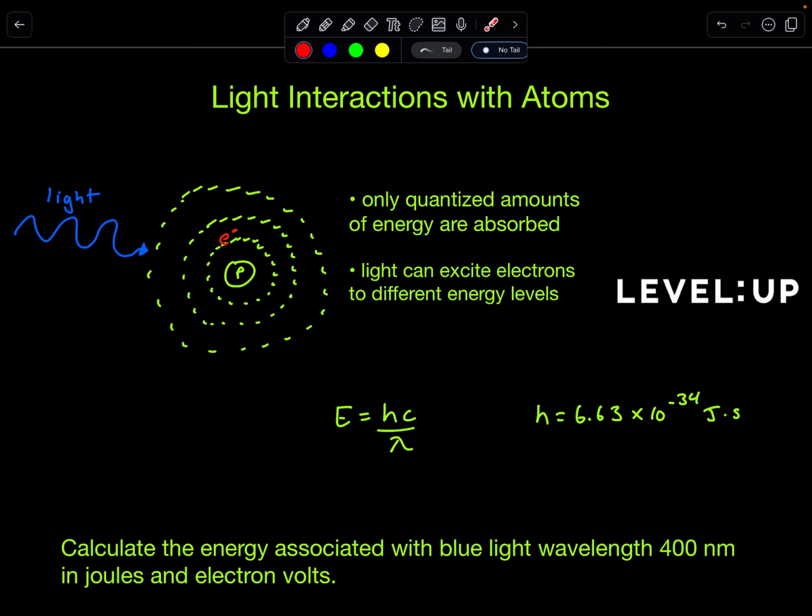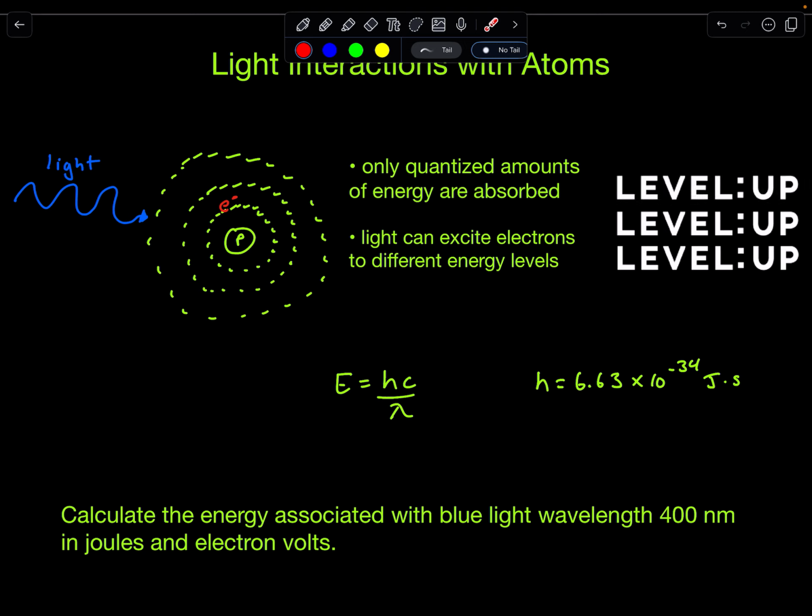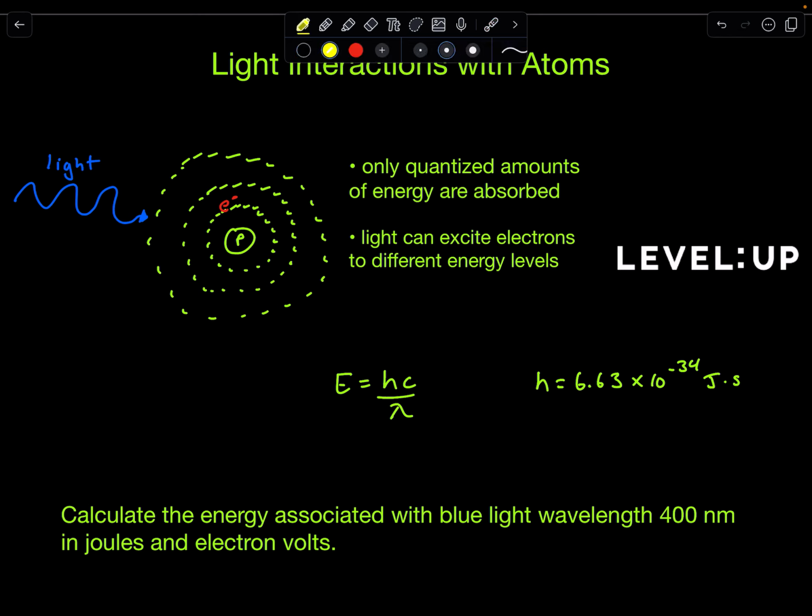Again, that's the formula that we'd use, and Planck's constant is over here, 6.63 times 10 to the minus 34 joule seconds. So let's do a quick practice problem, because in this section where we're going to be learning about the photoelectric effect, we have to be able to calculate the energy associated with light in joules and electron volts. So let's remind ourselves how to do that. You can pause the video and do that yourself, and then here's the answer.